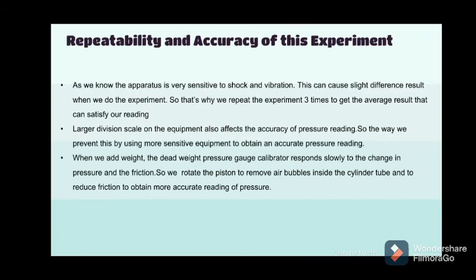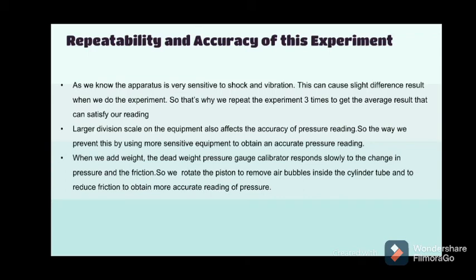Repeatability and accuracy of this experiment. As we know, the apparatus is very sensitive to shock and vibration. This can cause slightly different results when we do the experiment. So that's why we repeat the experiment 3 times to get the average result that can satisfy our reading. A larger division scale on the equipment also affects the accuracy of the pressure reading. The way we prevent this is by using more sensitive equipment to obtain an accurate pressure reading.